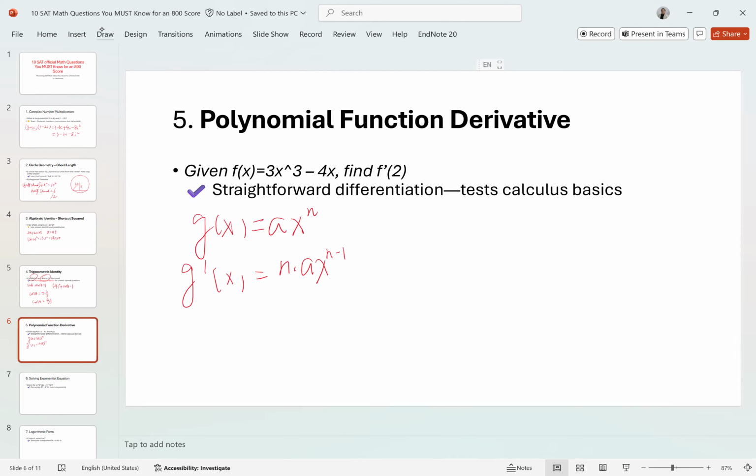So we can then solve the f prime of x in this equation, right? Which equals 3 times 3x squared, right? And minus 4, right? And then we plug the number 2 into our function, that is 3 times 3 times 2 squared minus 4, right? And then the answer would be 32. All right, so we should just apply the straightforward differentiation and solve it.